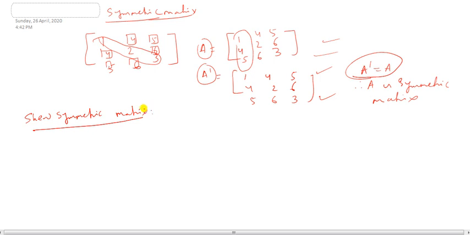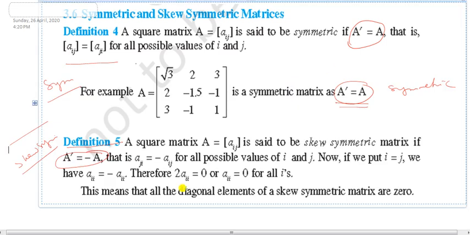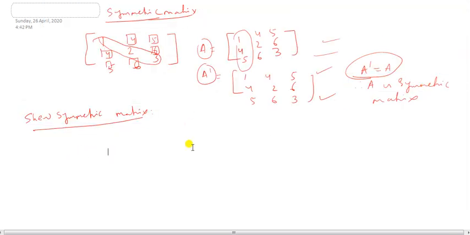One important thing you must have noted in the previous definition, right? Look at this. This means that all diagonal elements of a skew symmetric matrix are 0. That is, aij must be equal to minus aji for all possible values of i and j. Now if we put i equals to j, we have aii equals to minus aii, therefore twice of aii will be 0 and aii will be 0. That is, all diagonal elements of skew symmetric matrix are 0. So first let me take the example, so we'll prove it also.